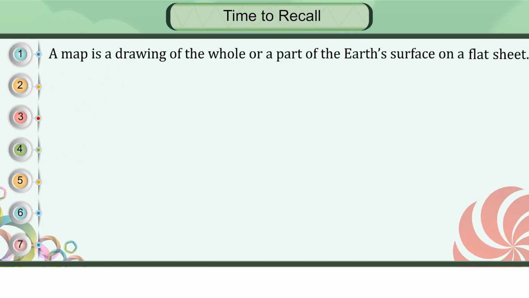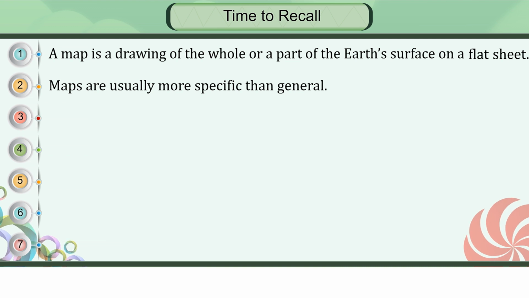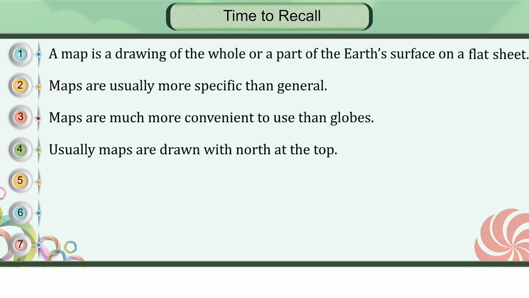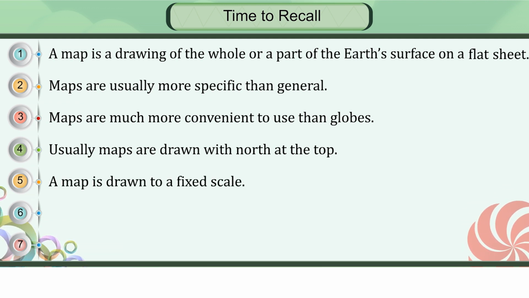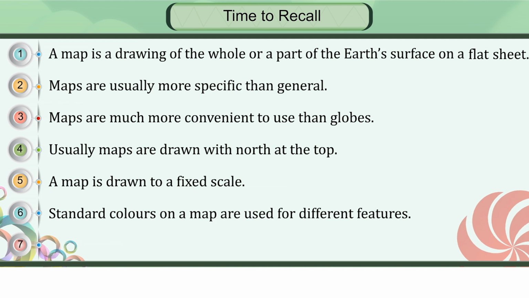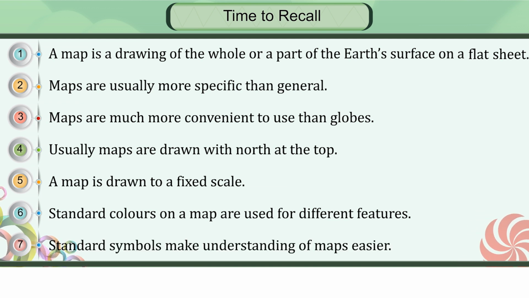Time to recall. A map is a drawing of the whole or a part of the Earth's surface on a flat sheet. Maps are usually more specific than general. Maps are much more convenient to use than globes. Usually, maps are drawn with north at the top. A map is drawn to a fixed scale. Standard colors on a map are used for different features. Standard symbols make understanding of maps easier.